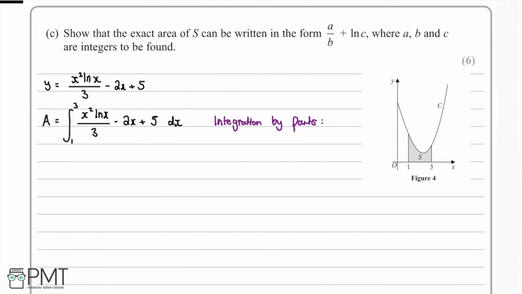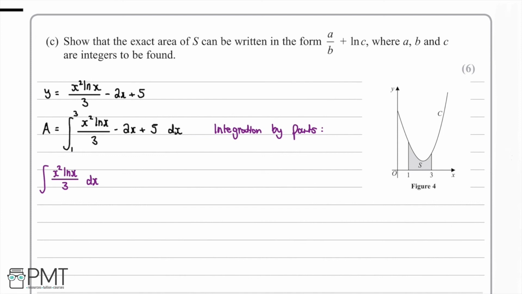And we recall the integration by parts formula. So we'll have that the integral of x squared ln x all divided by 3, integrating with respect to x, is going to be equal to f of x multiplied by g of x. Then we're going to subtract the integral of f of x multiplied by g dash x, and we integrate this with respect to x. So now what we need to do is assign an f of x and a g of x.